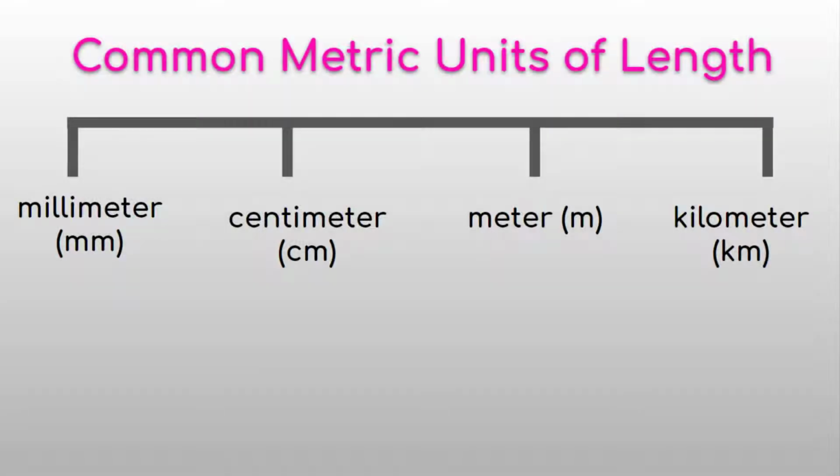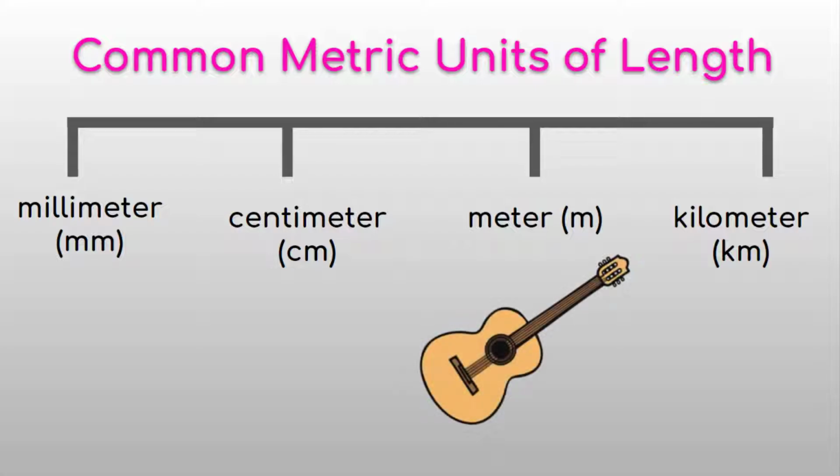Here are some common units of length that you would have most likely seen before. A meter is roughly the length of an adult male from his hip to the ground, or the same length as a guitar if you've ever played with one. 1,000 millimeters is the same length as 1 meter. The prefix milli means 1,000th. So a millimeter really means 1,000th of a meter. A $10 coin is about 1 millimeter thick.